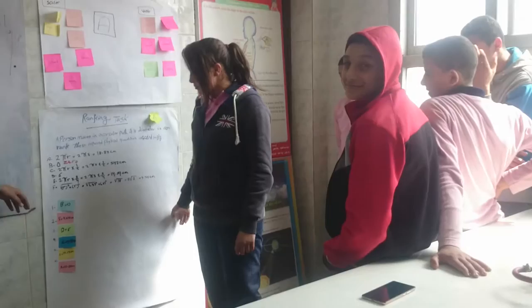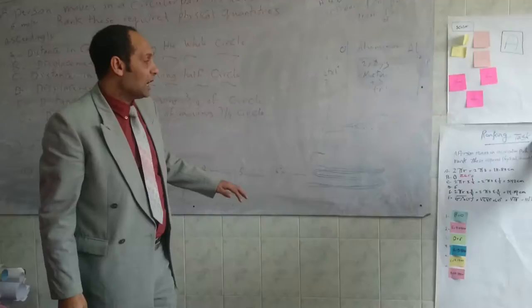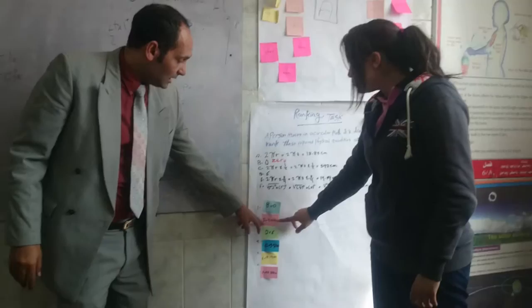The displacement in case of moving 3/4 of the circle. Yes. So arrange them with the length. What's the range? B, F, D, C, E and A.